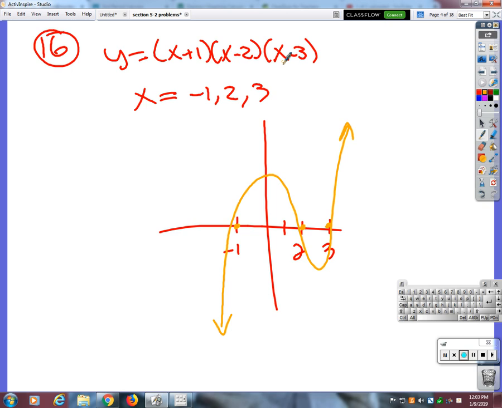If there was a negative x in here somewhere, then that would flip it over, and then it would start at the top and go down. Yeah, okay, we can.